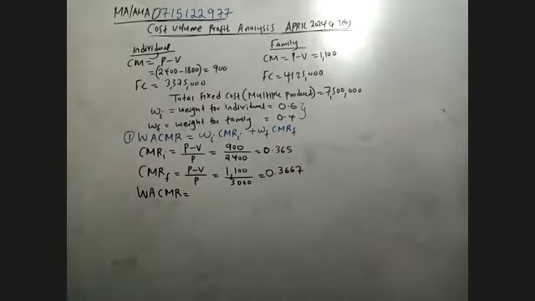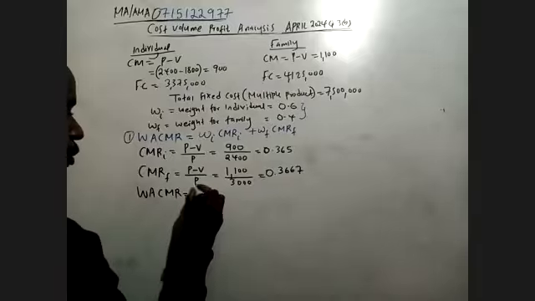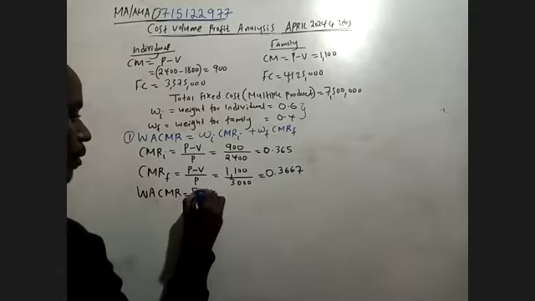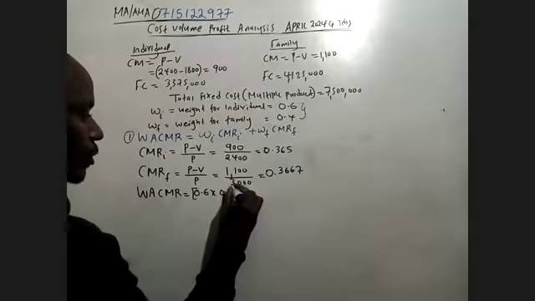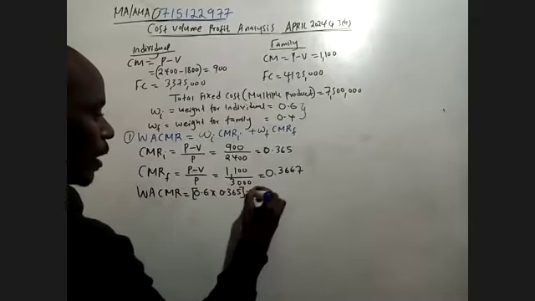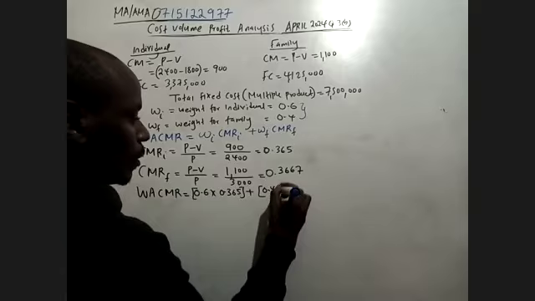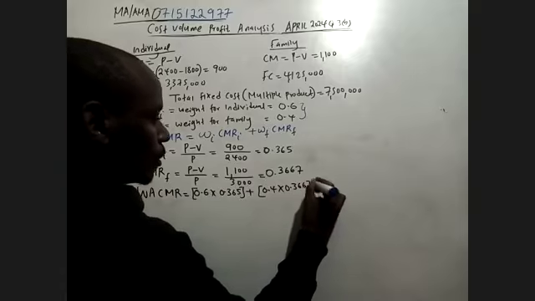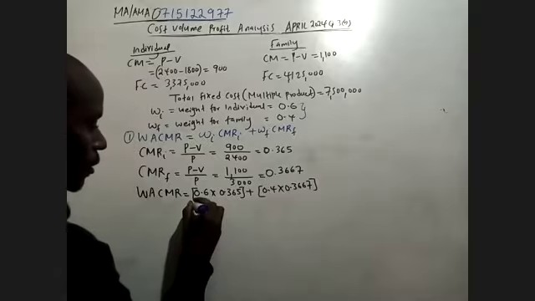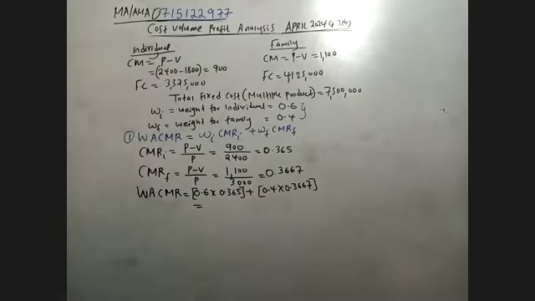We can find our contribution margin ratio. In that case, it will be 0.6 times 0.375 plus 0.4 times 0.3667. Now, how much is that?